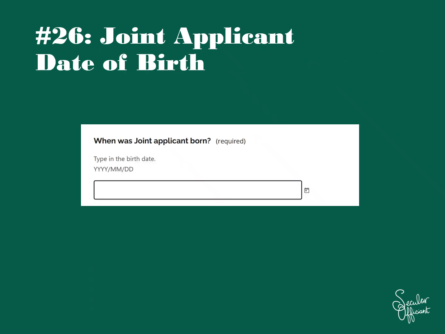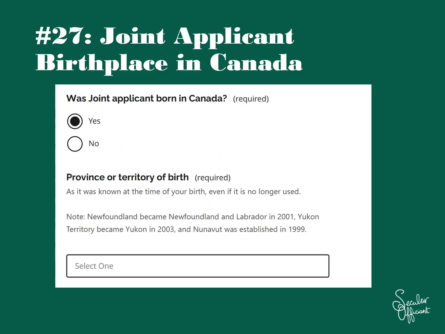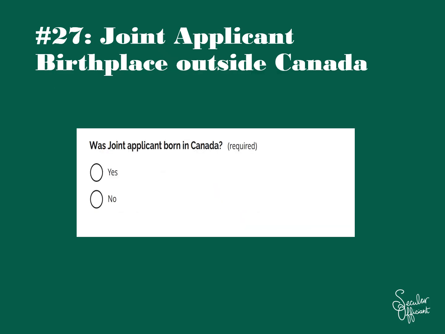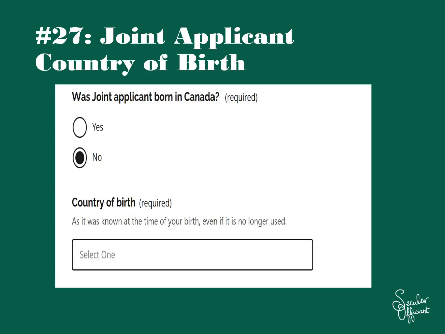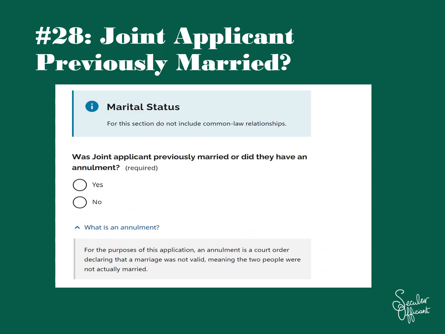Step 26 is indicating your partner's date of birth. Type in the date or use the calendar feature. Step 27 is indicating if your partner was born in Canada. Select Yes or No. If Yes was selected, indicate the province or territory in Canada. If your partner was not born in Canada, select No. If No was selected, indicate the country. Step 28 is indicating if your partner was previously married or had an annulment. Select No since this will be their first marriage.